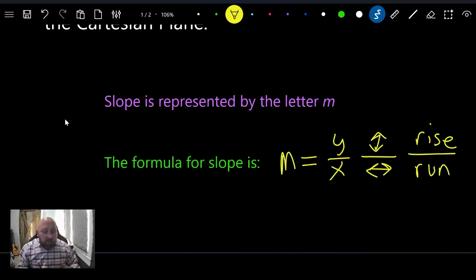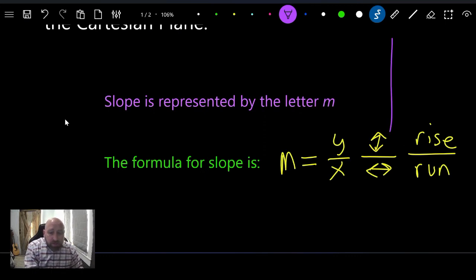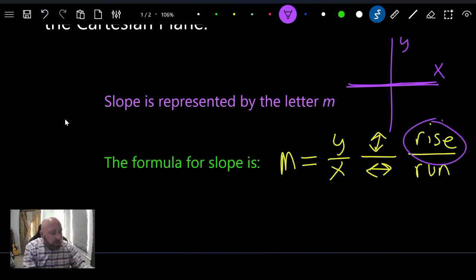So what does all this mean? On the Cartesian plane, this y-axis, which we've already talked about, is the up and down line. So if I'm drawing a Cartesian plane, this line right here is the y line. Let's label that y. This line that goes left and right is called the x line, the x-axis. So we have the y going up and down, and we have the x going left and right. So what is this rise and run thing?